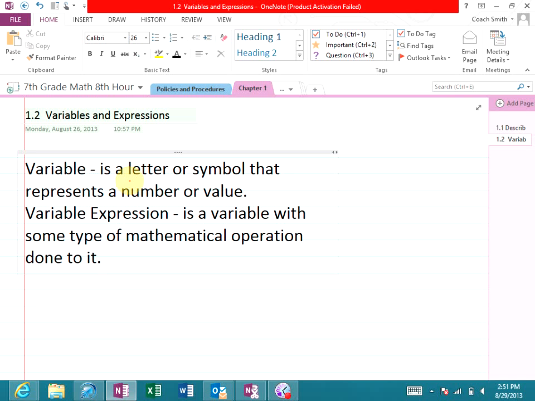Okay. The next one you'll see a lot is evaluate. Okay, evaluate is the process of substitution and simplifying.